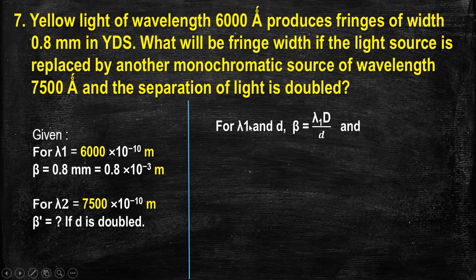Then for lambda 1 you have to write the formula beta is equal to lambda D upon small d. This is the formula for fringe width.